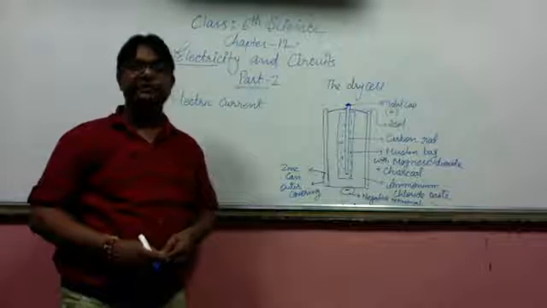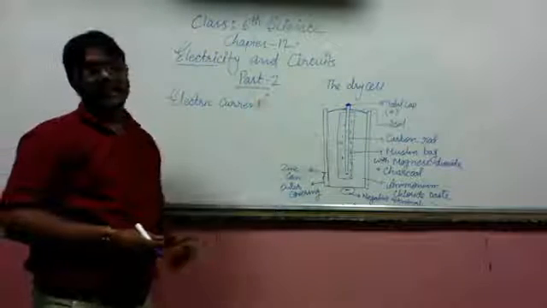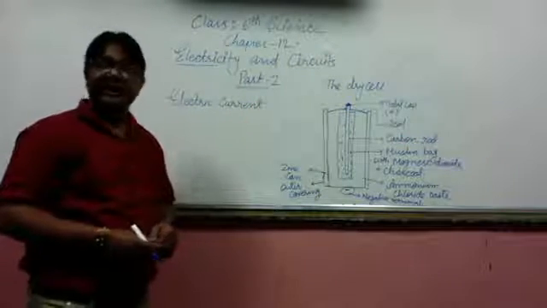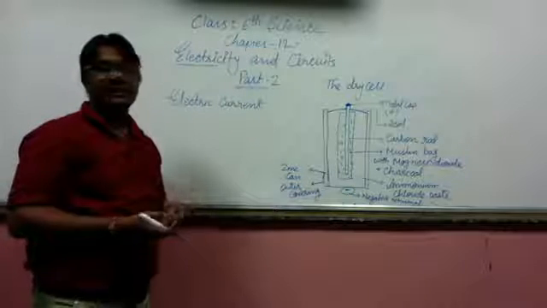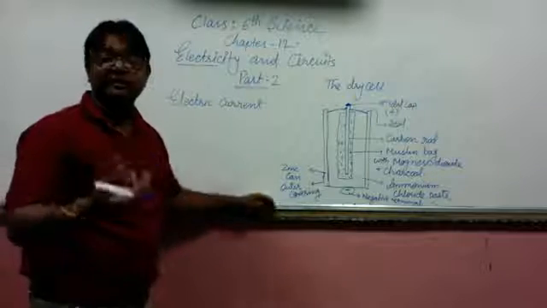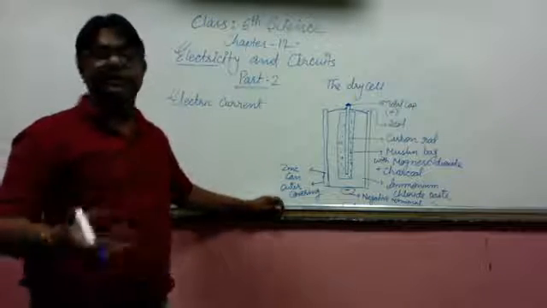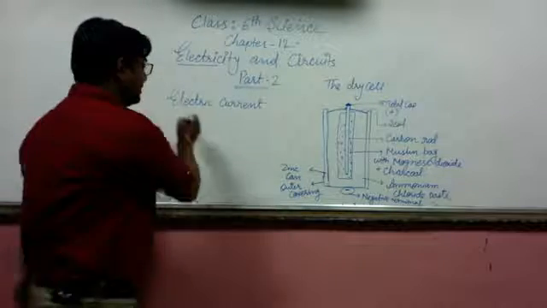So today we are going to learn about the electric current and about the dry cell, the structure of a dry cell, and what the types of cells are, what a cell is and how batteries are formed. That we will be learning in this part. This is part 2. Okay, let's learn about the electric current.